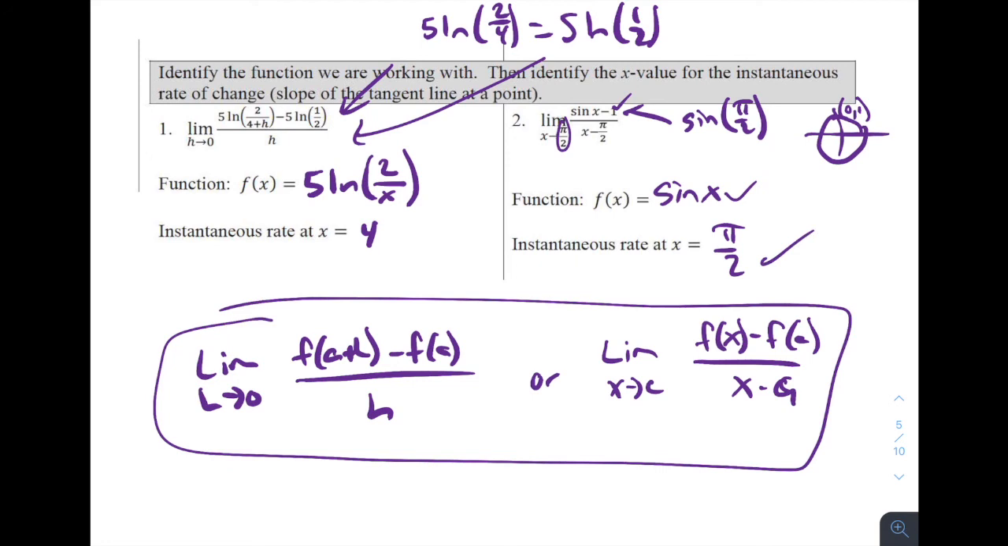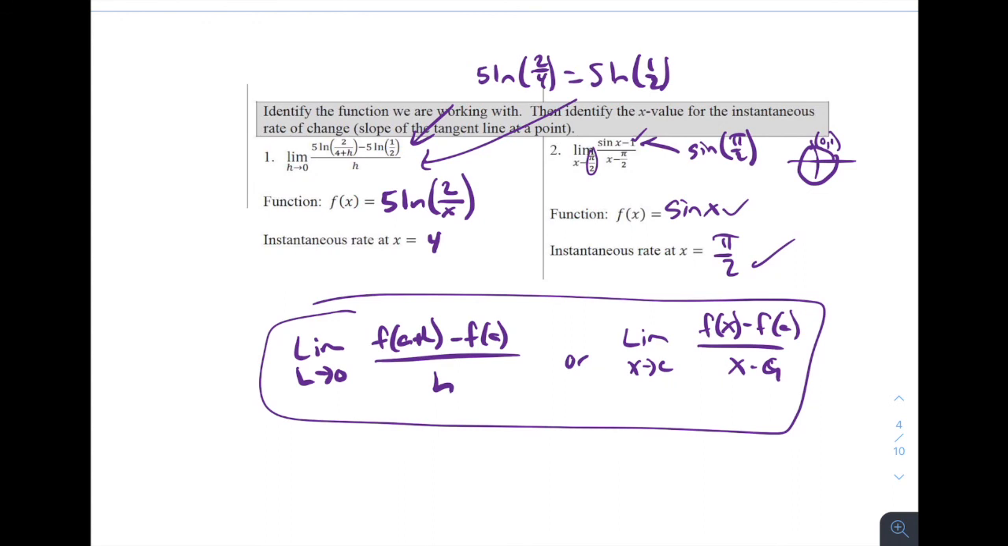And that's going to be it for this particular lesson. Longer one just because it was the first one of our chapter 2, but we're getting into derivatives this chapter.